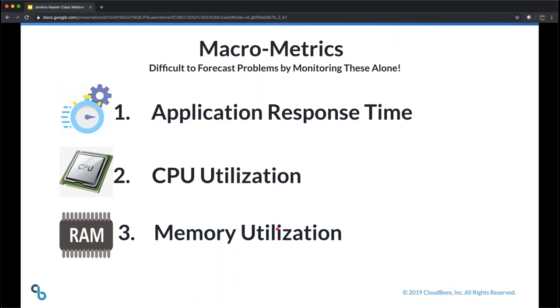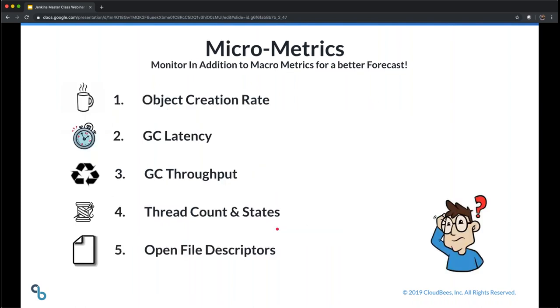So what are micro metrics? Well, examples of micro metrics are object creation rate, garbage collection latency, garbage collection throughput, how many threads the application is using, and how many open file descriptors it has. As a system administrator, you might ask, how do I collect and analyze all this data? Well, the good news is you can gather these micro metrics by analyzing garbage collection logs, thread dumps, and heap dumps. Garbage collection logging can be enabled by defining startup parameters for the JVM.